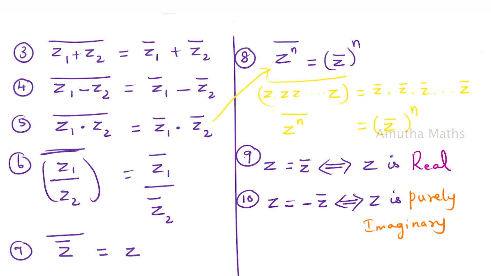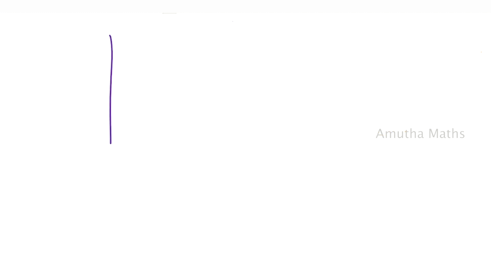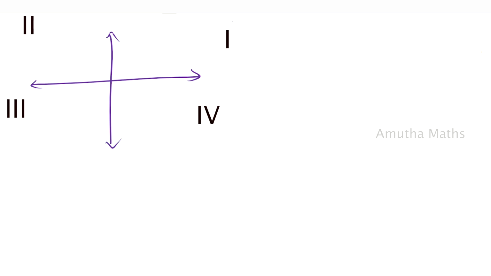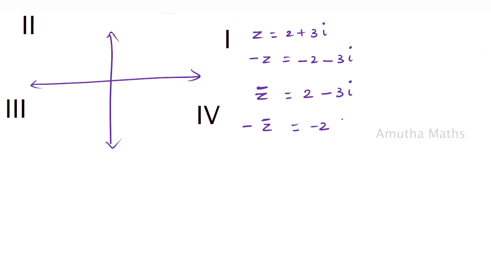Okay. Now we shall do some problems. Let z be a complex number and let z is equal to 2 plus 3i. Then what will be minus z? Minus 2 minus 3i. Then what is z bar? Z bar na enna? Conjugate na enna? Imaginary part, i part mattum sign maathanu. So 2 minus 3i. Then what is minus z bar? Minus 2 plus 3i. So we have to change the sign of z bar.